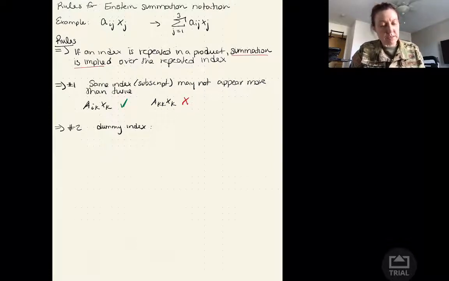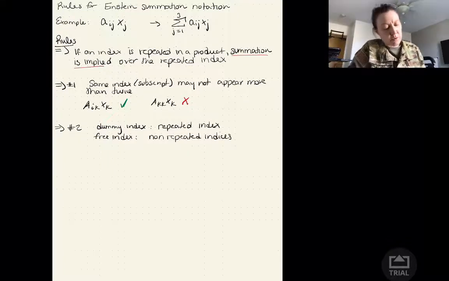So the dummy index is the repeated index, and that's all you need to know. It's just the repeated index, and the free index is the non-repeated index. Or there could be more than one.